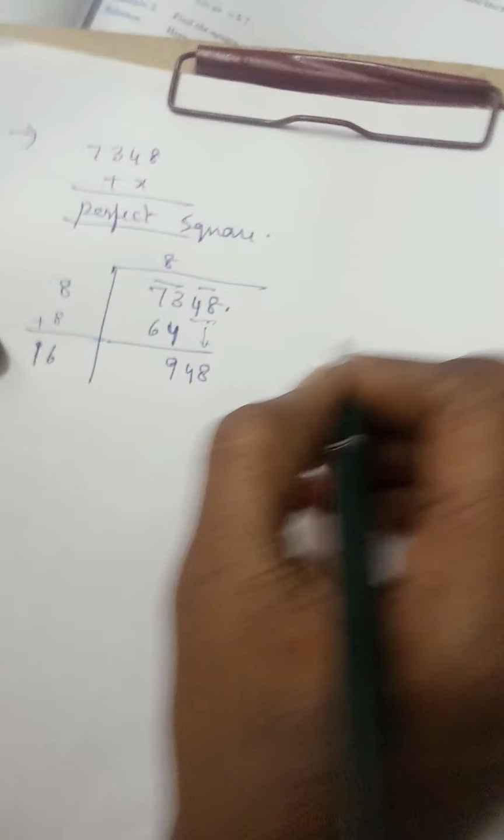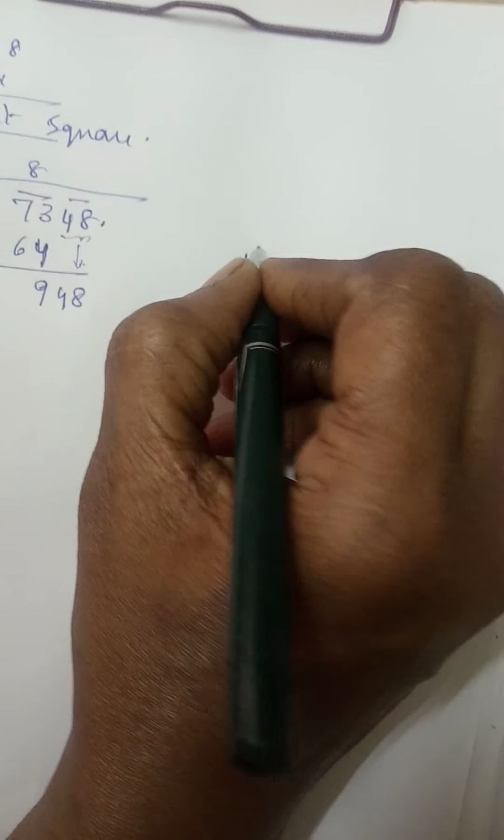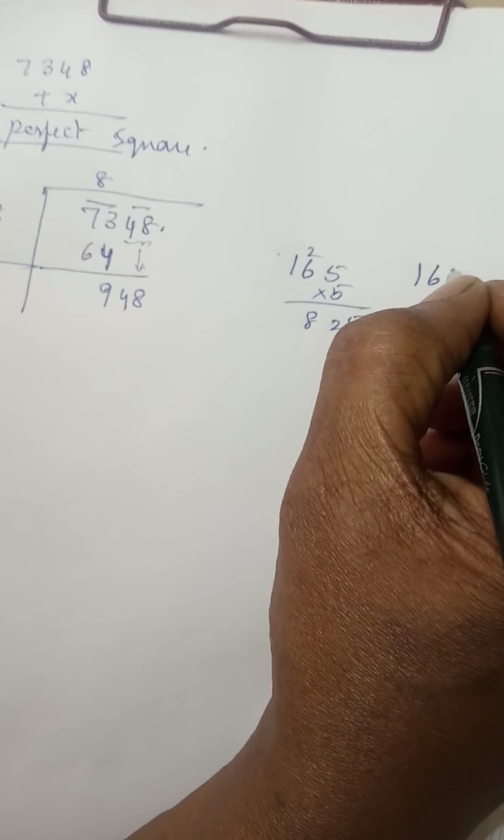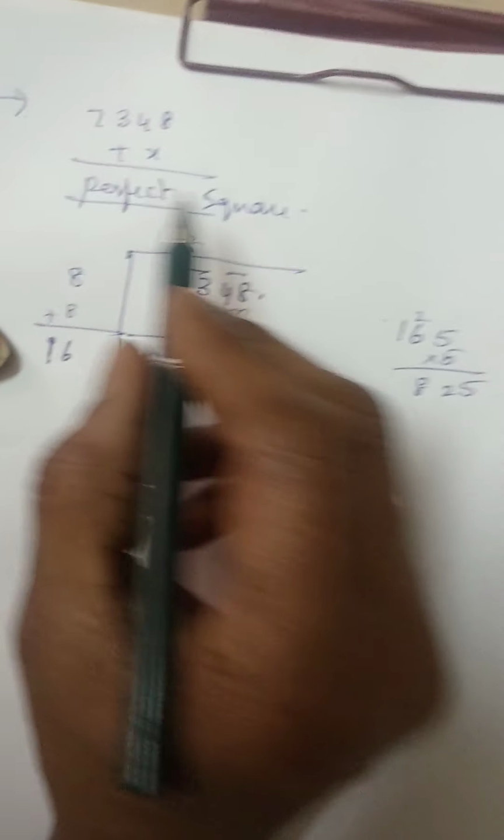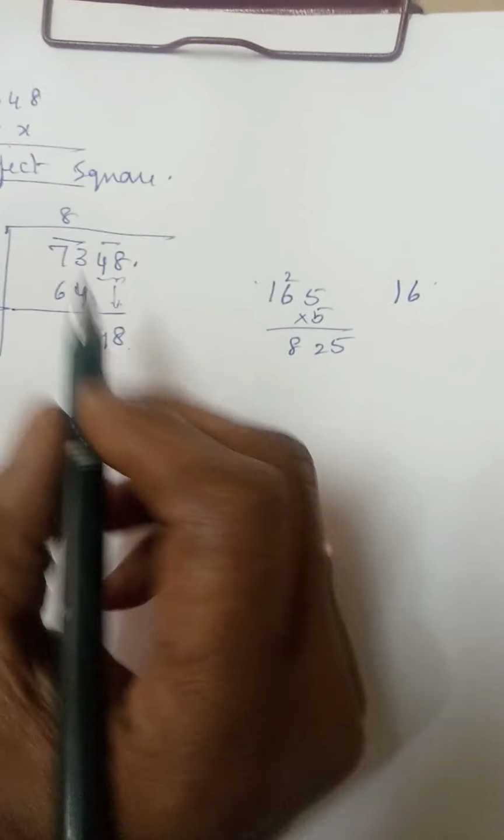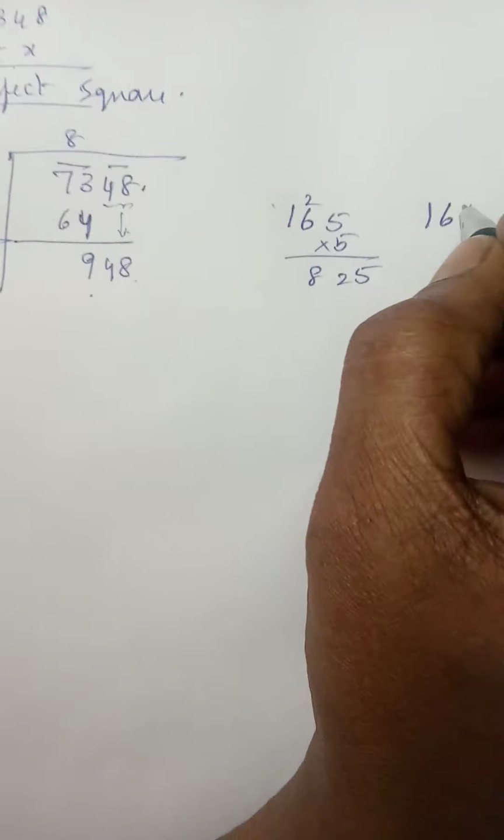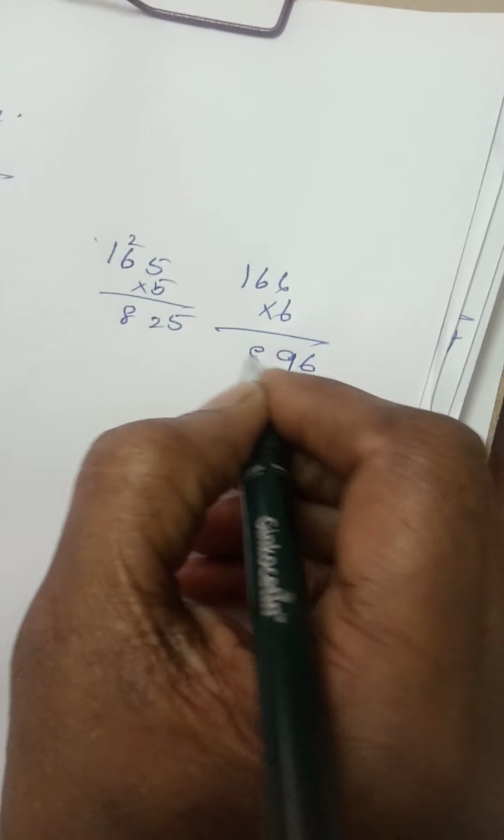Now we'll try 165 with 5. 5 5s are 25, 5 6s are 30, 32, 5 1s are 5, 25. We'll try with 6. We should get more than 948 because the question is what should be added. If they ask what should be subtracted, then you should take the lesser number. What should be added means you should take a greater number. So we'll try for the number which is greater than 948. 6 6s are 36, 6 9s are 54, 3 996.